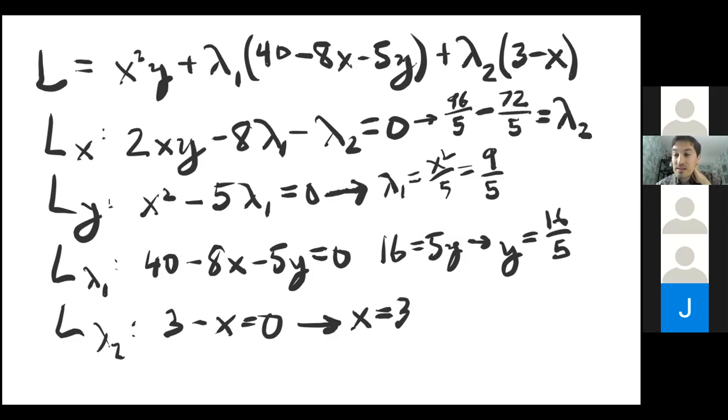It's pretty close, but actually lambda 2 is positive. And the fact that lambda 2 is positive tells us that we were correct to assume that both of our constraints bind and that this is a valid solution. We don't have to go any further.